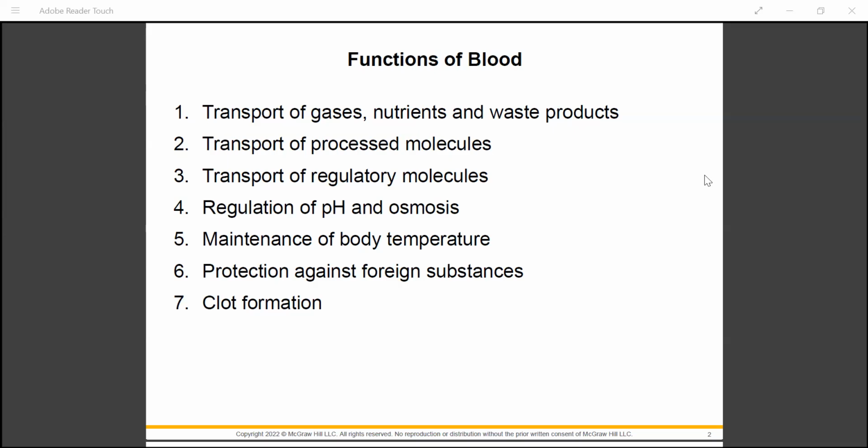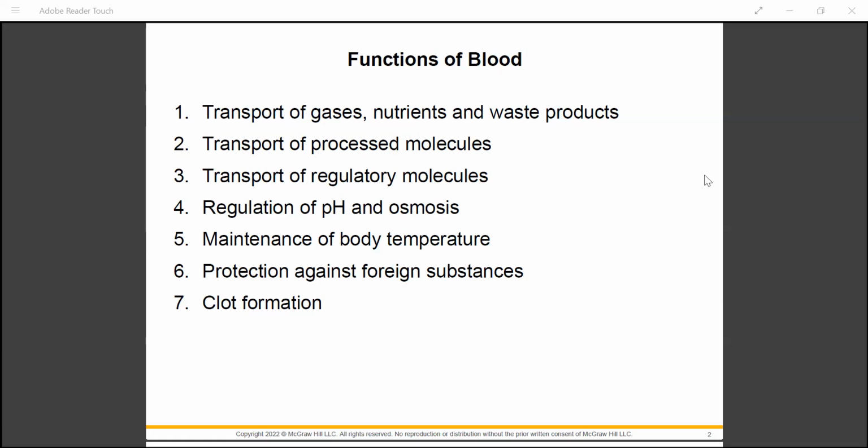Processed molecules. So whether it's enzymes, proteins, steroids, any other molecules that are made within the body that may need to be transported to another area. Regulatory molecules. We just talked in chapter 10 about the endocrine system. And so think about hormones traveling through the bloodstream as their method of transportation to their target tissues.